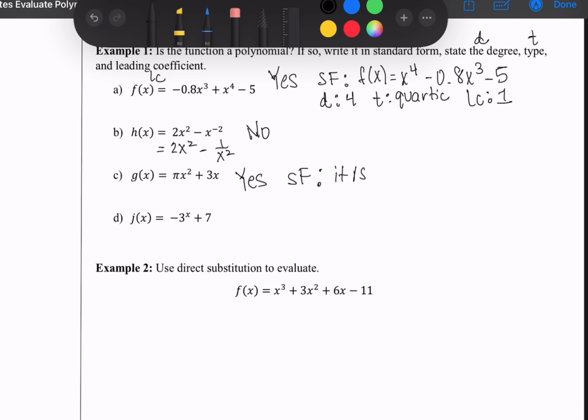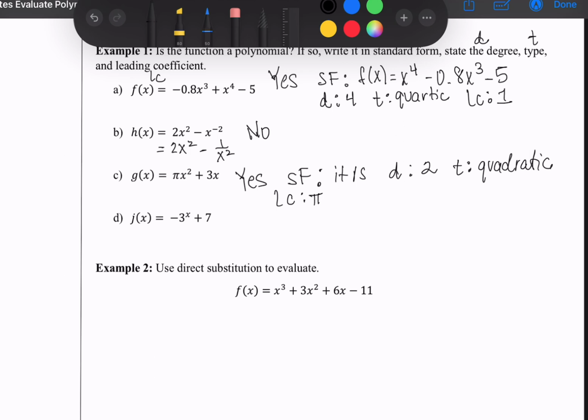State the degree. The highest degree is the second power. The type, so if it's the second degree, then we know that it's quadratic. Hopefully you've got that one down. And what is our leading coefficient? Well, that's interesting. It's pi, right? So go ahead and write pi.